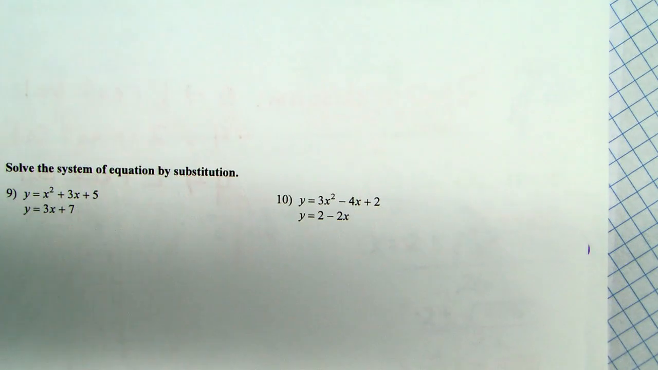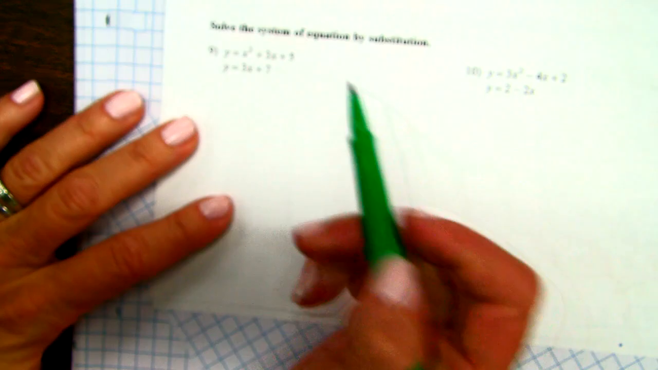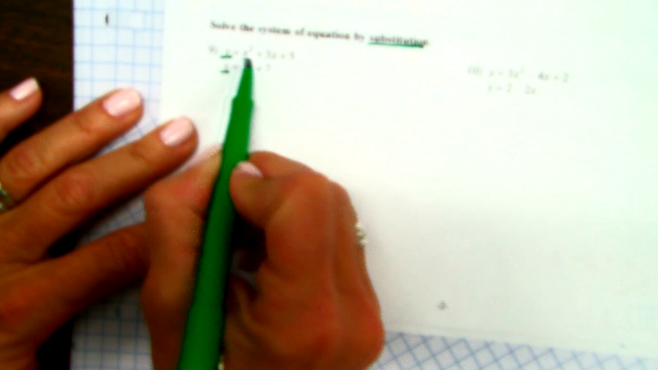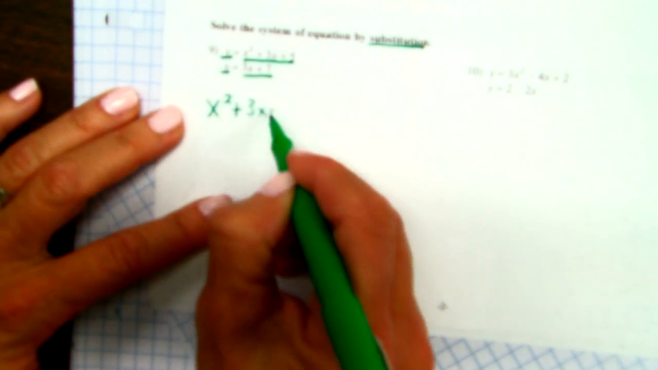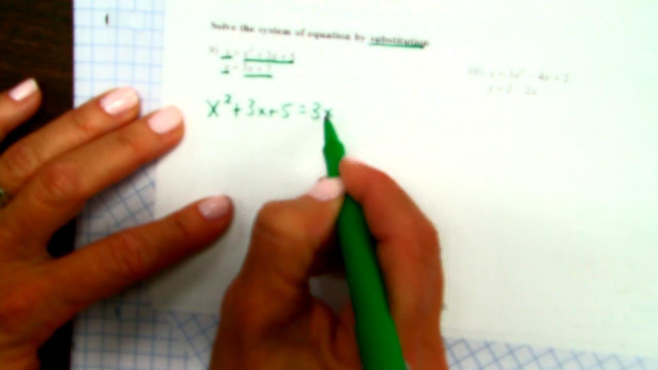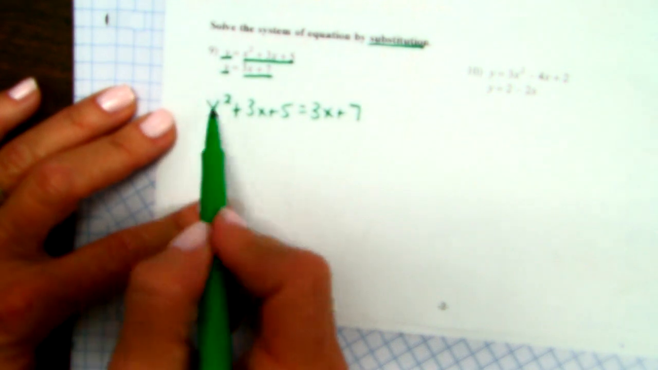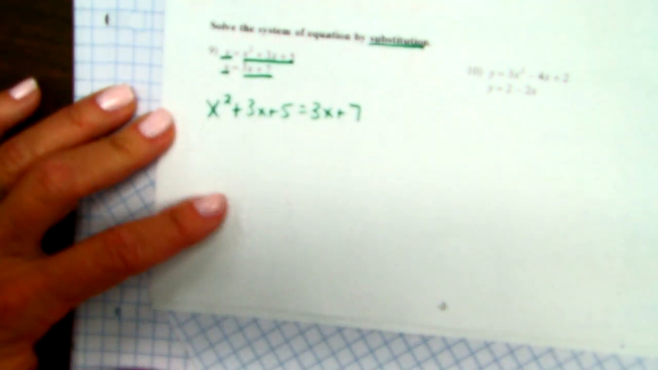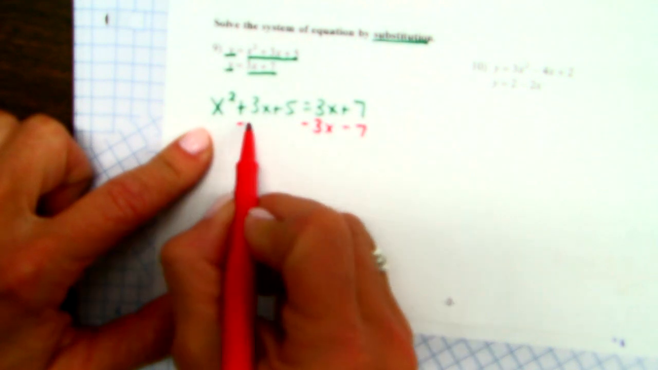And the last ones, this is our last opportunity to practice some factoring again. Substitution. And they're going to look just like this. y equals y, so what's on the other side equals each other. So you set them equal to each other, and then bring everybody over to one side. You want the x squared term to be positive. So we're going to leave x squared there and move these over.